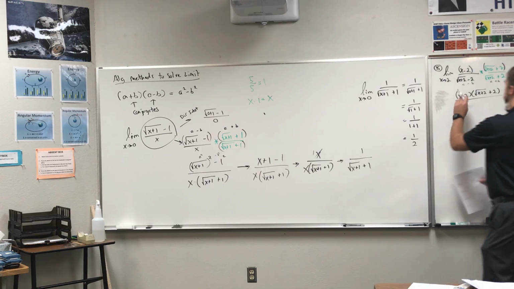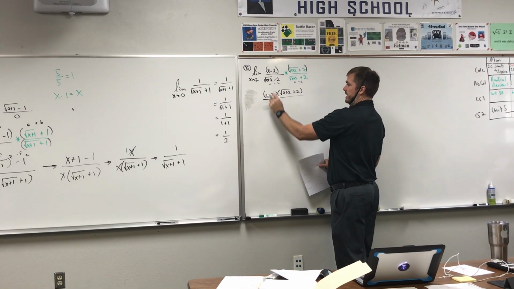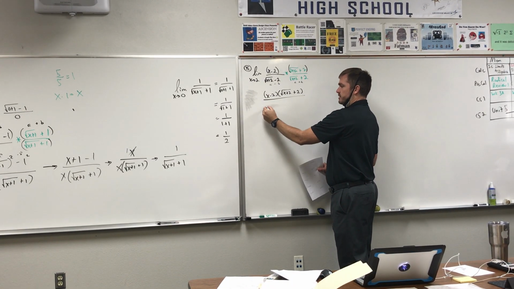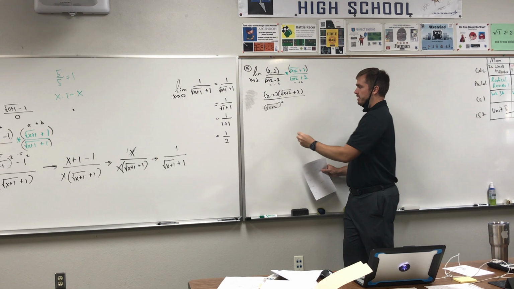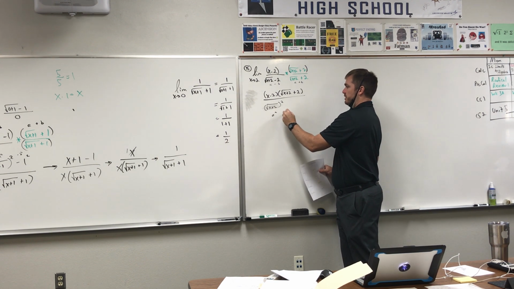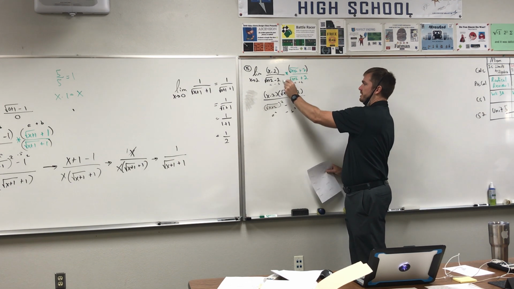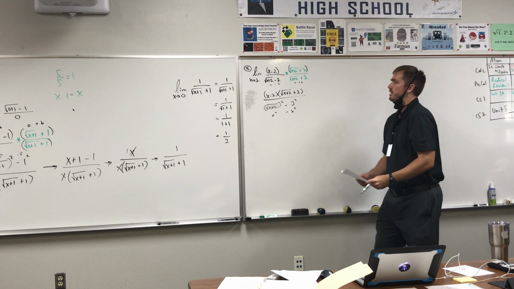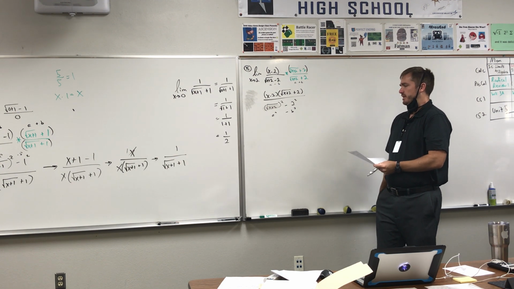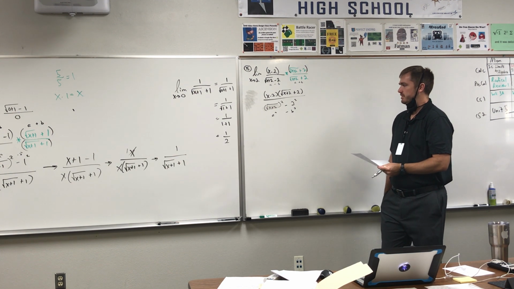So if I say that this is my a, the square root of x plus 2, what if I do this? Square root of x plus 2 squared, that's a squared, minus b squared. B is 2, so for b squared I'll just put 2 squared, to make it really obvious. Let's see if that step makes sense to you.